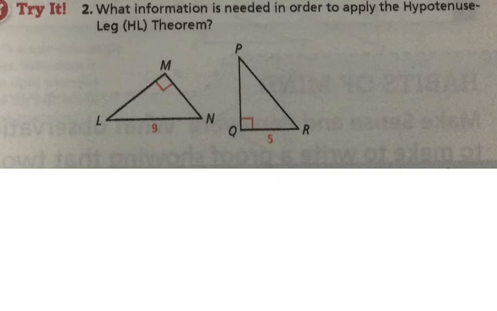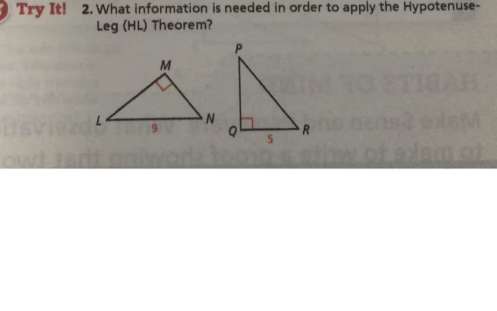So look at the first triangle. What are we given? The hypotenuse is 9. Look at the second triangle. What are we given? We're given a leg that is 5. So in order to say that these are congruent by the hypotenuse leg theorem, we need what in the first triangle? A leg. We need to know a leg. So we could say then that we need a leg to be equal to 5.